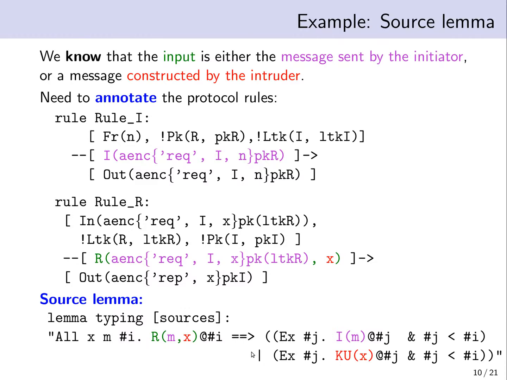Or, second case, the message was constructed by the intruder, meaning that there exists a time point j where the intruder knew the variable x and j was also before time point a. If I add this to the theory and I run Tamarin, this will actually resolve all the partial deconstructions, and then I can prove the security property very easily.